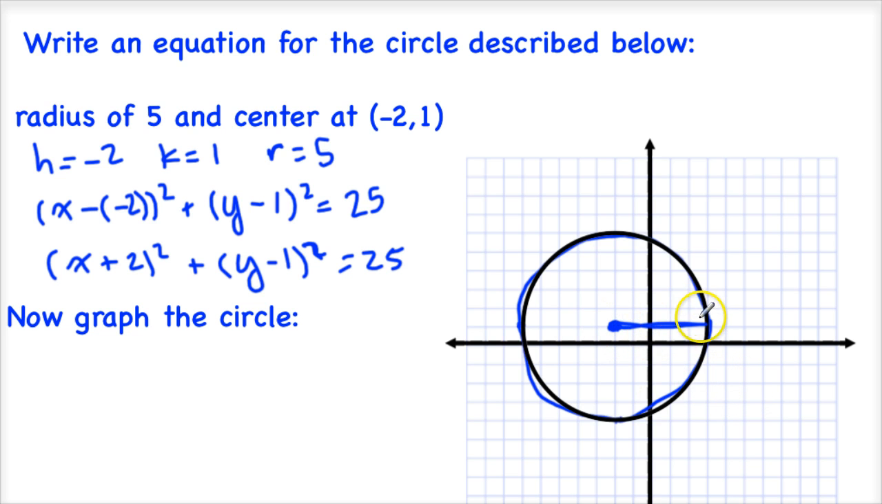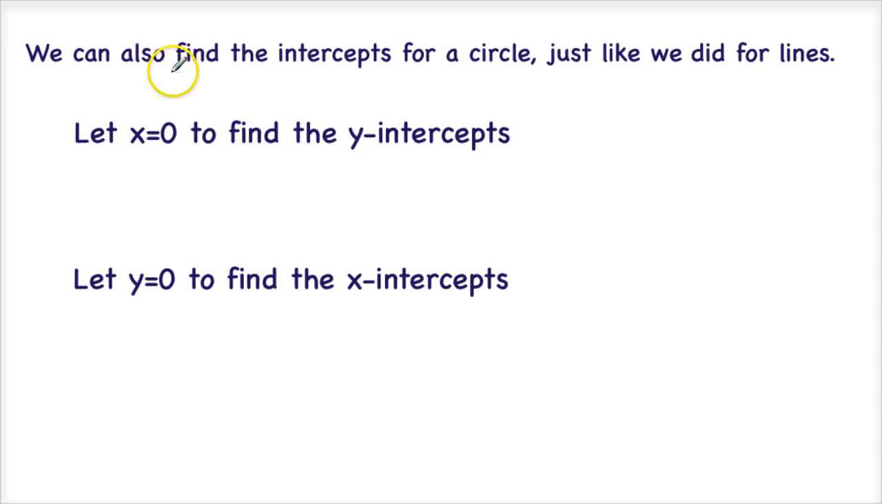You plot the center, then plot points that are the radius distance away from the center, which is easiest when you're moving on straight lines, so either going up, down, left, and right, and then you connect that with a circle as best you can. You can also use your compass if you have one of those. So you'd put the point at the center and the pencil 5 units away here, and then you would draw your circle like that. So that's how you would graph a circle.